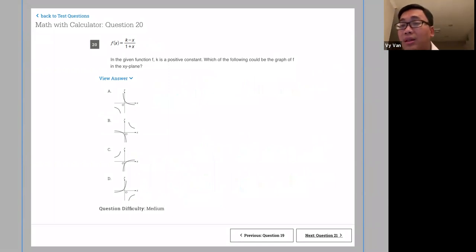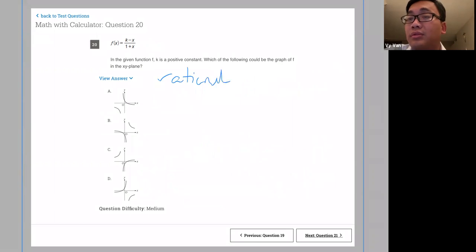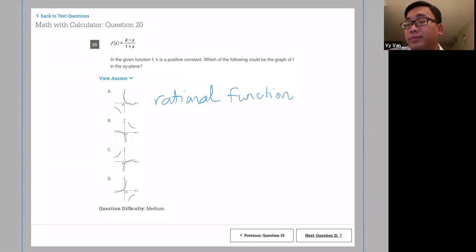Well, number 20, this is a rational function. That means a function in fraction form, okay? So this is algebra 2, rational function. Rational means what? A function in ratio or fraction form. There are 2 ways to do this.